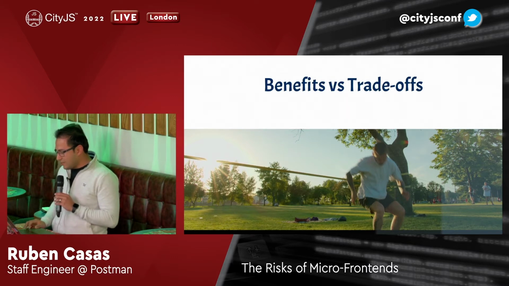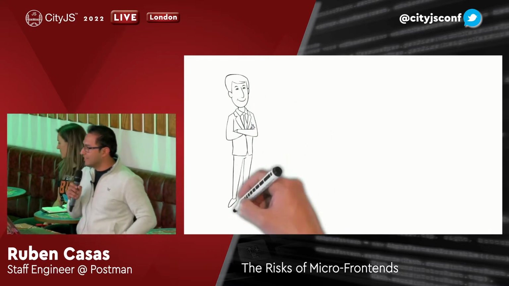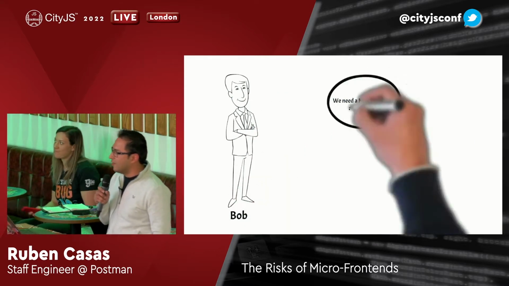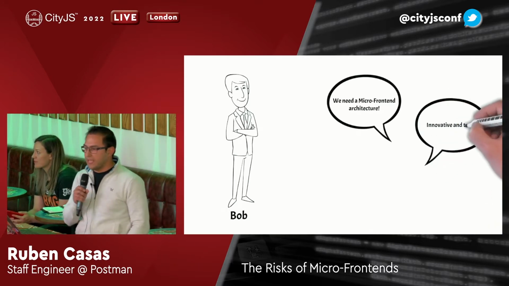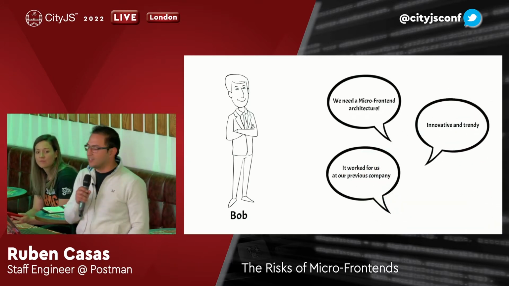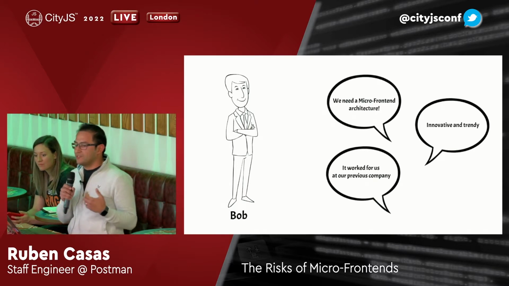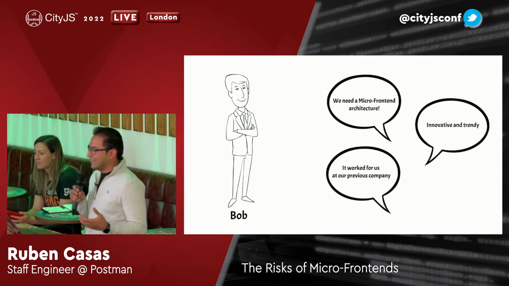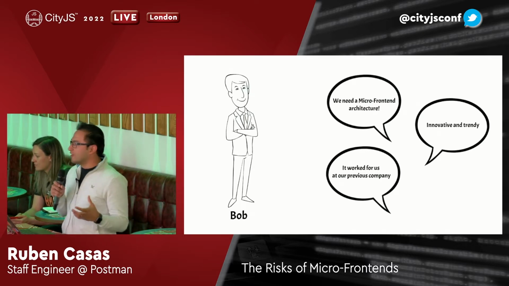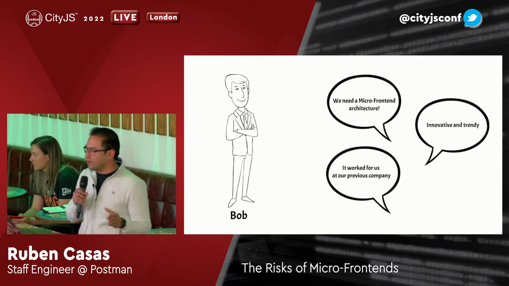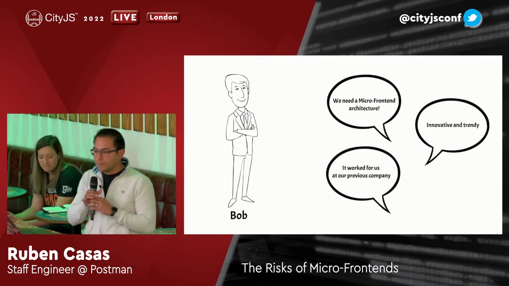So my friend Bob, he's very clever, and he's been asked to implement the micro-frontend framework. His leaders just said, hey, we need a micro-frontend architecture. And the reason is, well, we need to keep innovating. We need to be trendy. It worked for us at a previous company. It was really good. So we definitely need a micro-frontend framework. So Bob didn't have any choice, and he was like, OK, let's do it.